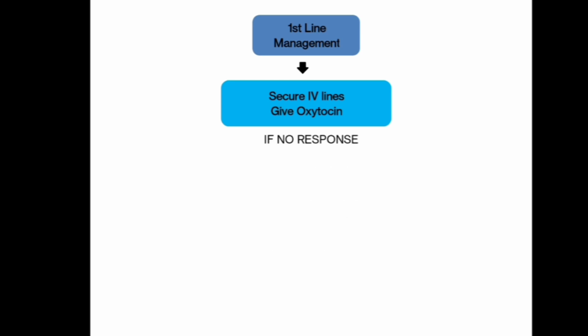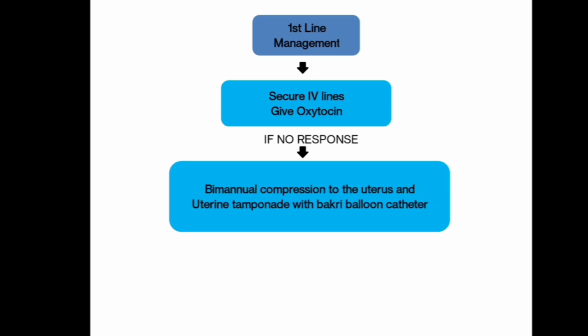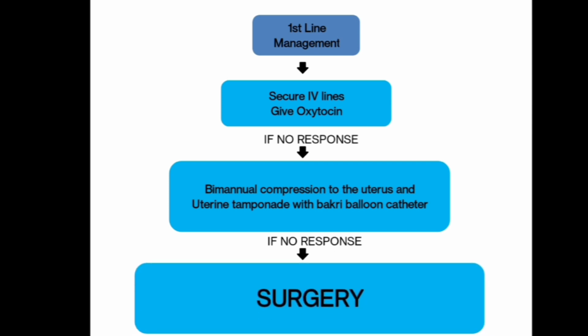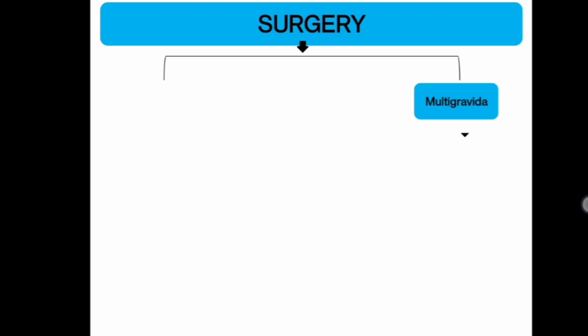And if there is no response to the first line management, we give bimanual compression to the uterus and use uterine tamponade with Khatry balloon catheter. If this also fails, then we go for surgery. If the patient is multigravida, meaning the patient has children, we do hysterectomy. It is a surgical procedure in which we remove the uterus completely.